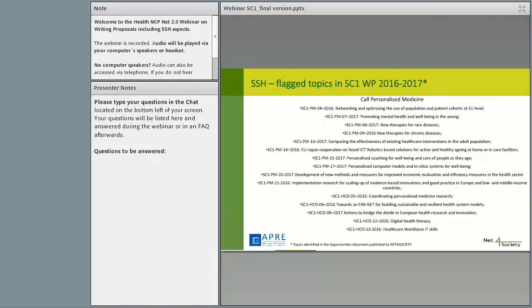And here I put for you all the topics that you'll find in the opportunities document for Societal Challenge number 1, of course for Work Program 2016-2017, as identified by Net4Society, with the support of the European Commission. All these topics are relevant and have SSH terminology in their texts. So if you are interested in one of these topics, you must be aware that these topics are relevant for SSH, so you'll need to consider SSH aspects.